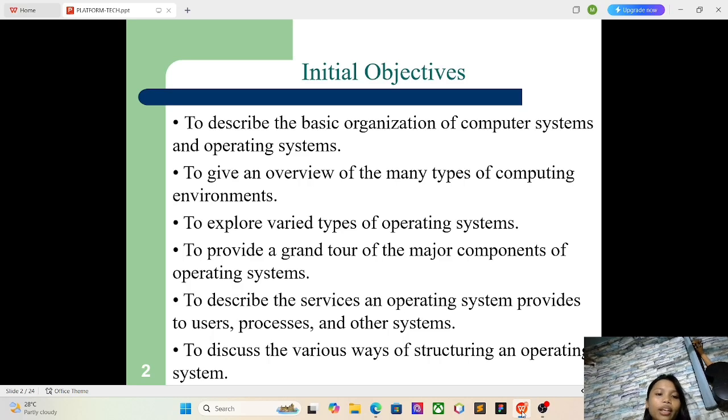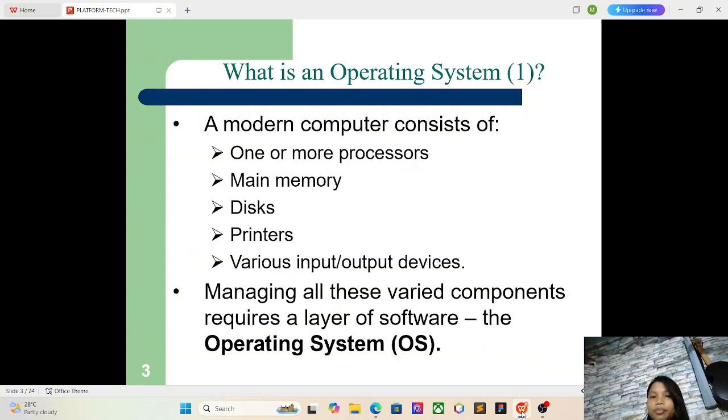Fourth is to provide a grand tour of the major components of operating systems. Fifth is to describe the services an operating system provides to users, processes, and other systems. And the last is to discuss the various ways of structuring operating systems. So what is an operating system?